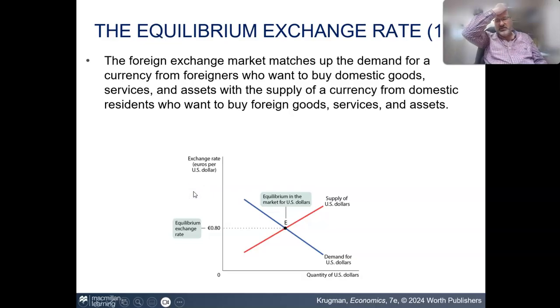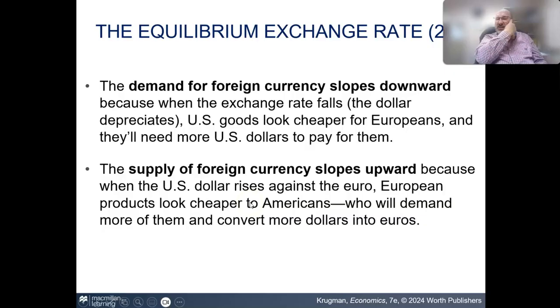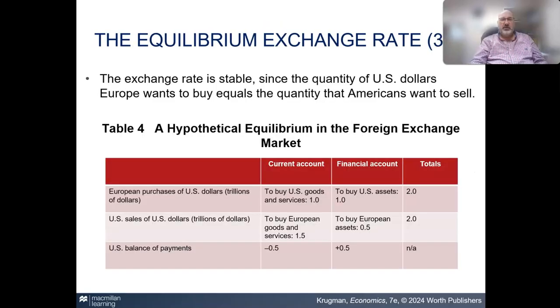So basically, there you end up with an equilibrium price and an equilibrium quantity. For the equilibrium exchange rate, the demand for foreign currency slopes downward. When the exchange rate falls, the dollar depreciates, and U.S. goods look cheaper for Europeans. They need more U.S. dollars to pay for them. And the supply of foreign currency slopes upward, because when the U.S. dollar rises against the euro, European products look cheaper to us, so we demand more of them and convert more dollars into euros. That's kind of the way that works.